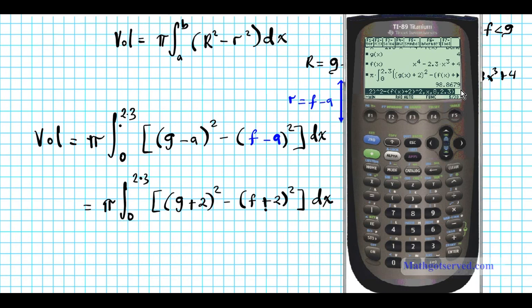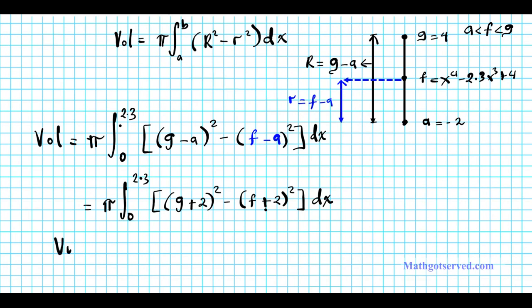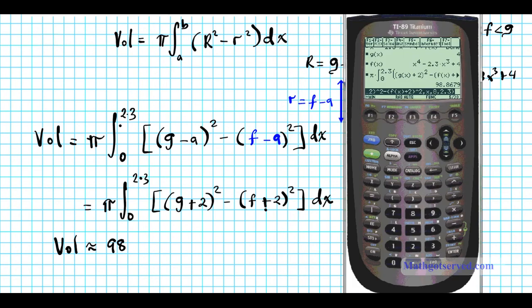The volume of the solid, this is an approximation, is approximately 98.868 to 3 decimal places. Okay, so 98.868 square units. All right, so do you know what this solid looks like? Let me go ahead and show you a visualization of what this scenario looks like.